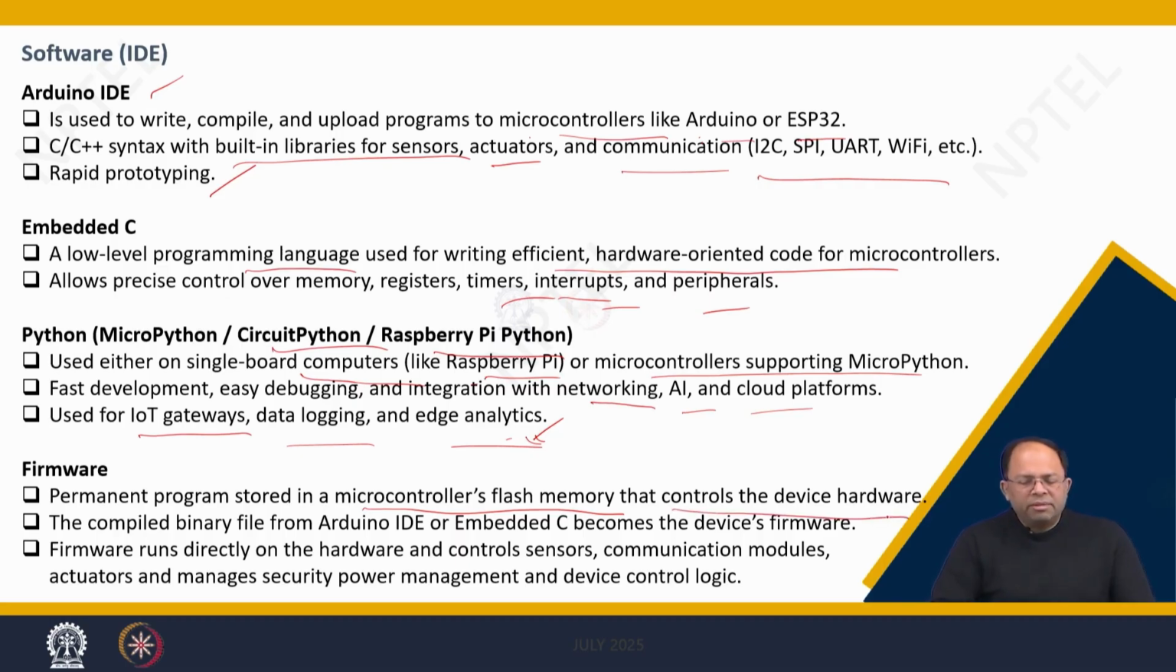So this could be used to control the device hardware. The compiled binary file from the Arduino IDE, after I've written the code and compiled it, or using embedded C, becomes the device's firmware. So the compiled code is the device's firmware. Firmware runs directly on the hardware and controls sensors, communication modules, and actuators, and manages security, power management, and device control logic. So it is not just sensing and sending information. All the management of the device itself, like when to turn off power, when to go to sleep, and how to sense, is controlled via this device control logic. Everything is written as part of the firmware.